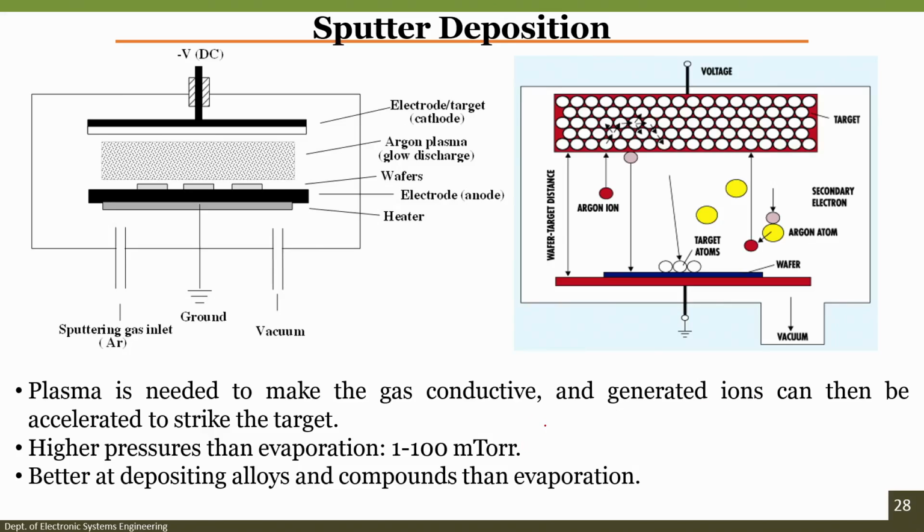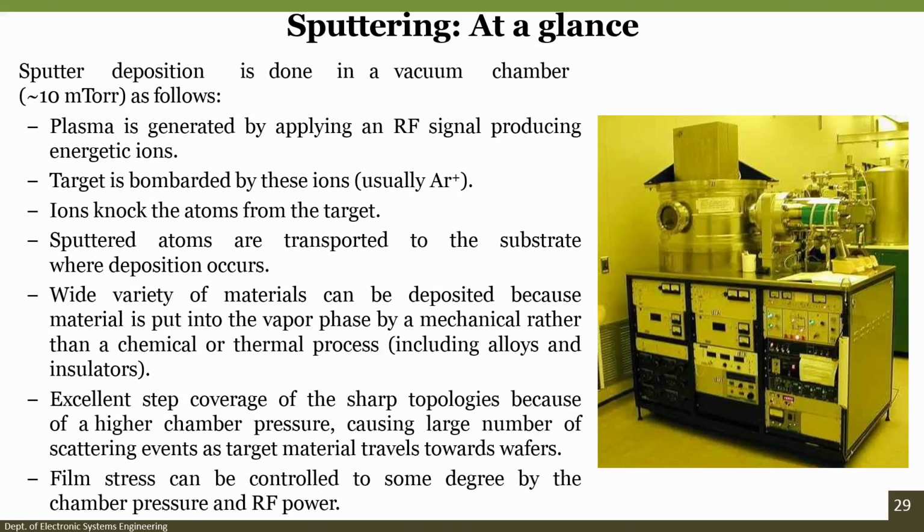We know that higher pressures than evaporation, about 1 to 100 millitorr, are better at depositing alloys and compounds than thermal evaporation. And if you see, this is the system that looks like the RF sputtering system, and do not worry about the complexity of how the system looks.